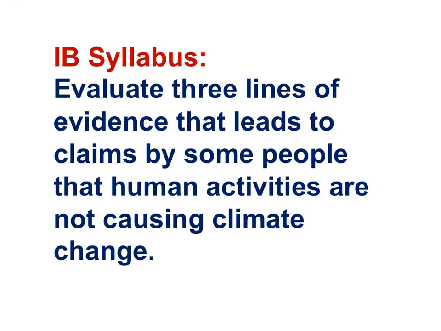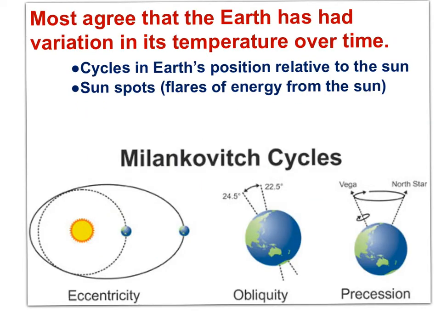So that brings us to this IB syllabus statement. Evaluate 3 lines of evidence that leads to claims by some people that human activities are not causing climate change. I've laid some groundwork for this statement in the earlier slides. The Earth has had variations in its temperature over time for a variety of reasons, and I would like to present those reasons here. There's variation in the Earth's position relative to the Sun. Some orbits are more elliptical than others, and you can imagine how that would shift the Earth's temperature over time.